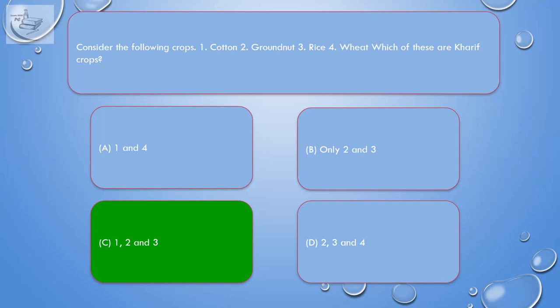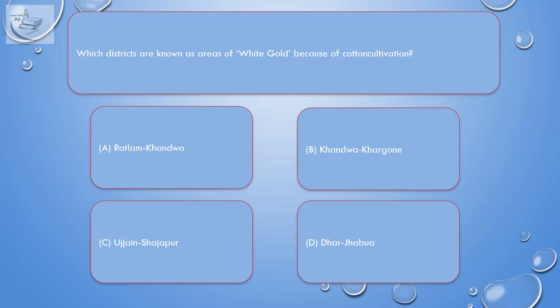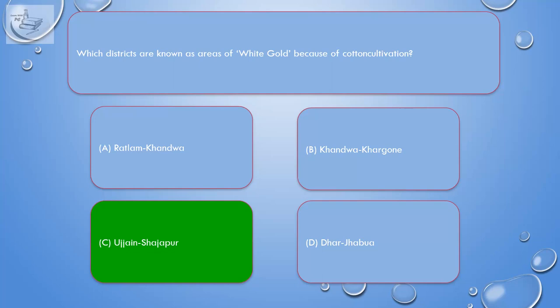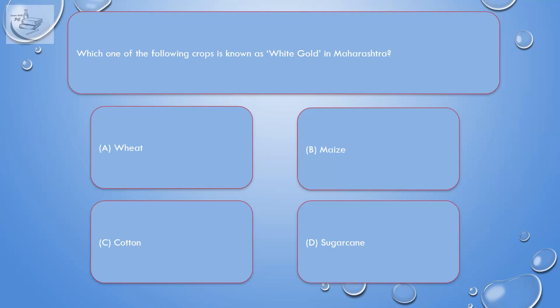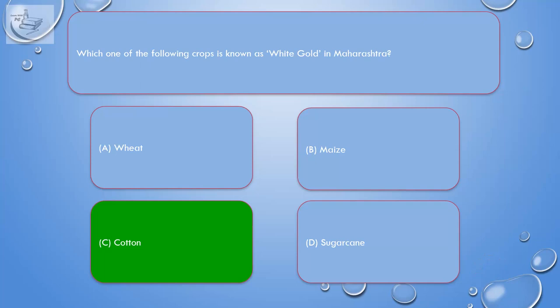Question: which districts are known as areas of white gold because of cotton cultivation? A. Ratlam Khandava. B. Khandava Khargone. C. Ujjain Shajapur. D. Dhar Jhabua. Correct answer is C. Ujjain Shajapur. Question: which one of the following crops is known as white gold in Maharashtra? A. Wheat. B. Maize. C. Cotton. D. Sugarcane. Correct answer is C. Cotton.